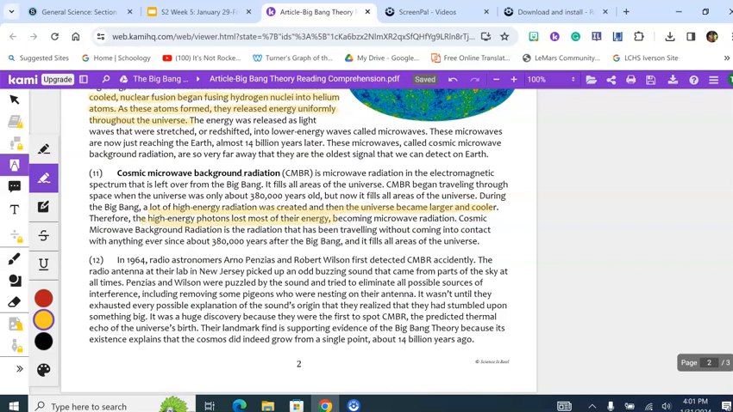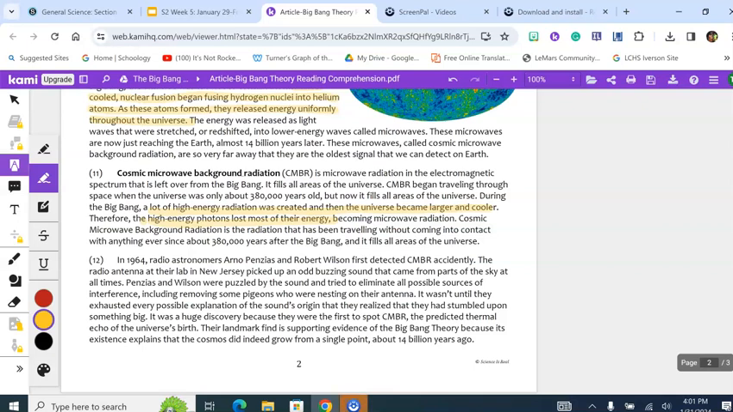Paragraph 12. In 1964, radio astronomers Arno Penzias and Robert Wilson first detected CMBR accidentally. The radio antenna in their lab in New Jersey picked up an odd buzzing sound that came from parts of the sky at all times. Penzias and Wilson were puzzled by the sound and tried to eliminate all possible sources of interference, including removing some pigeons who were nesting on the antenna.